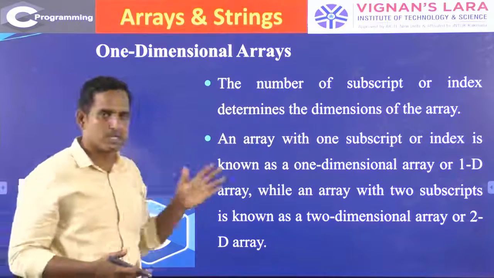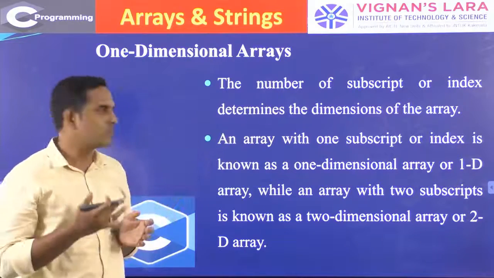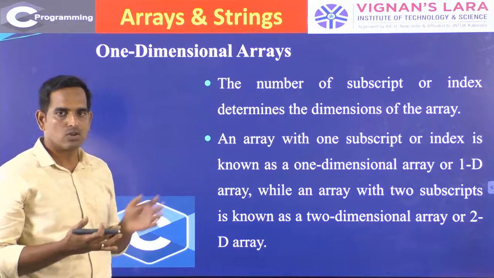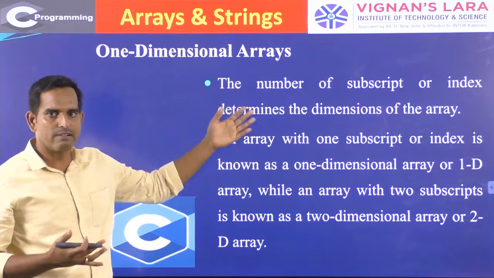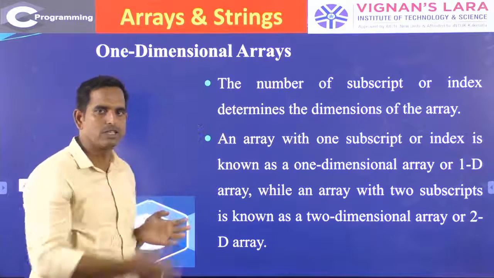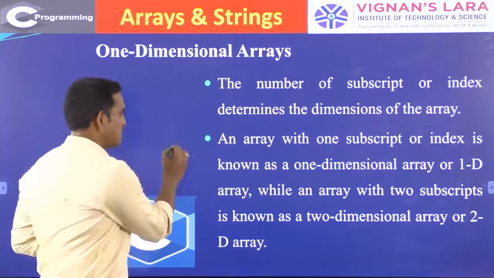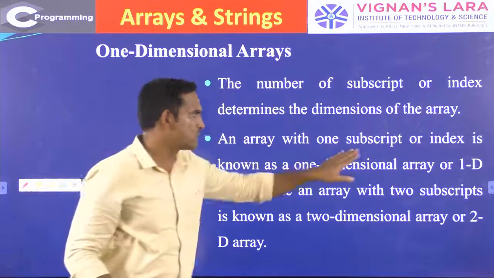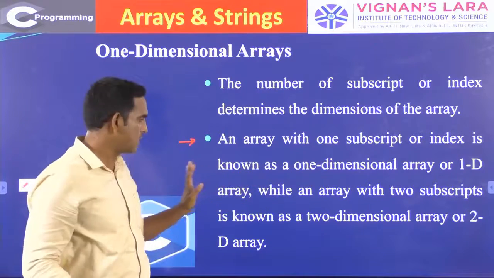The number of subscripts or indices determines the dimensions of your array. As I told you, if you have one subscript, we call it a one-dimensional array. Two subscripts mean a two-dimensional array. And an array with one subscript or index is known as one dimension, and so on.